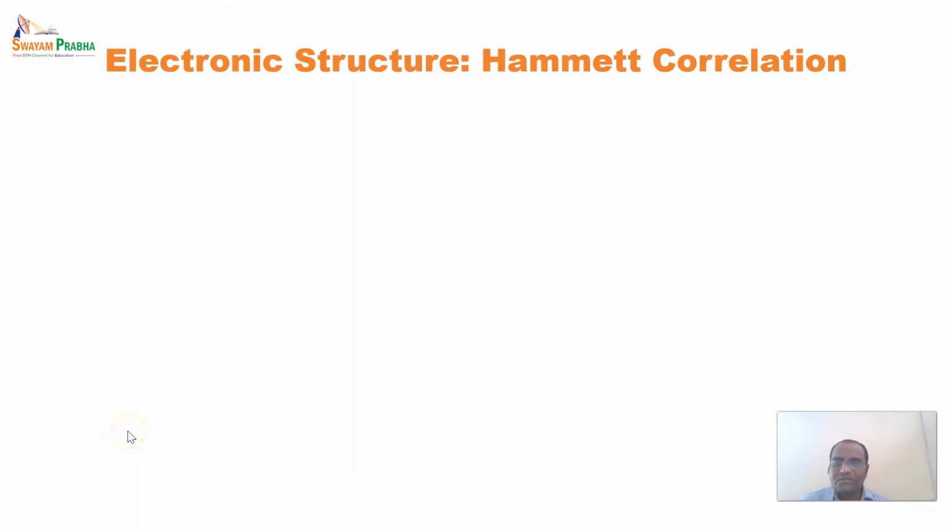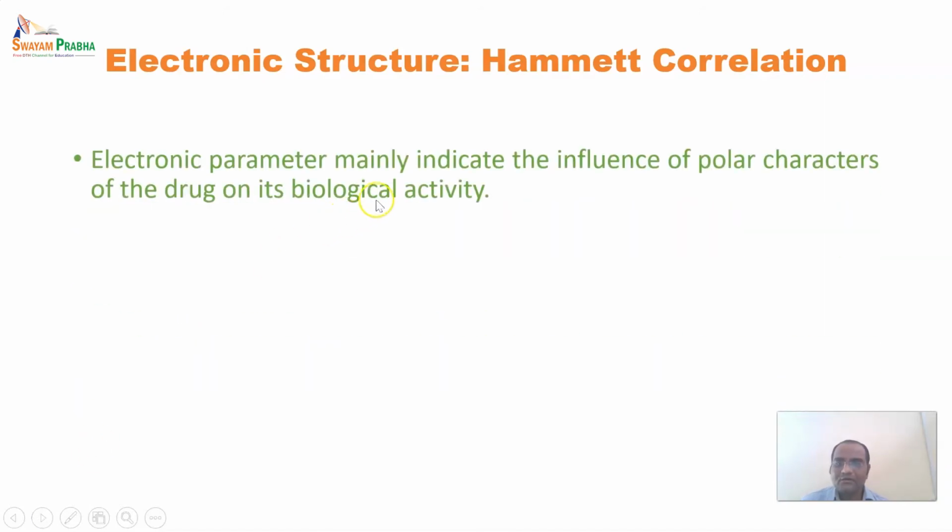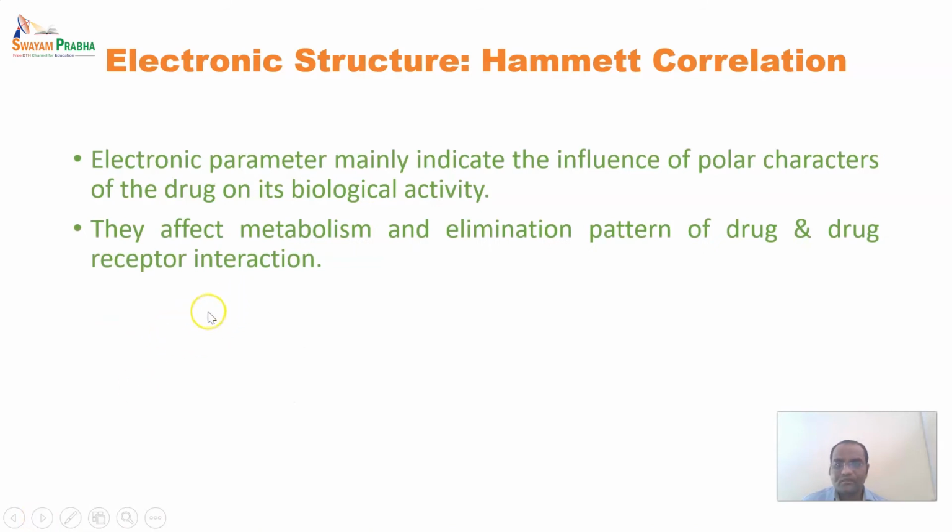Now we'll be looking towards the next concept, that is electronic structure and Hammett correlation. Till now we have completed the stereochemistry part. Now we'll be coming towards electronic structure. Electronic parameters mainly indicate the influence of polar characters of a drug on its biological activity. They affect metabolism, the elimination pattern of the drug, and drug-receptor interaction.